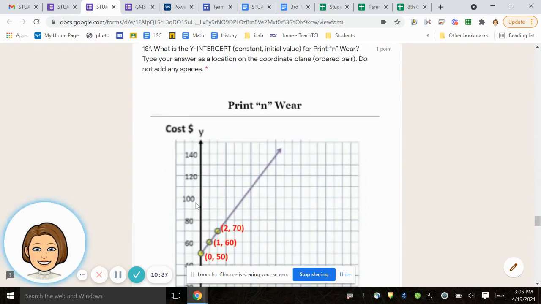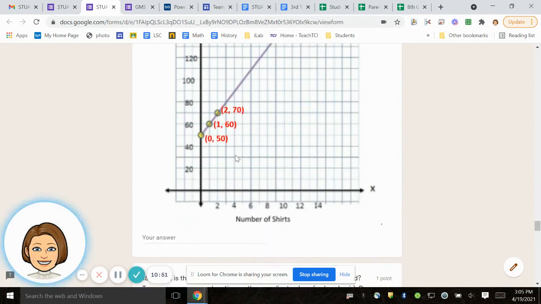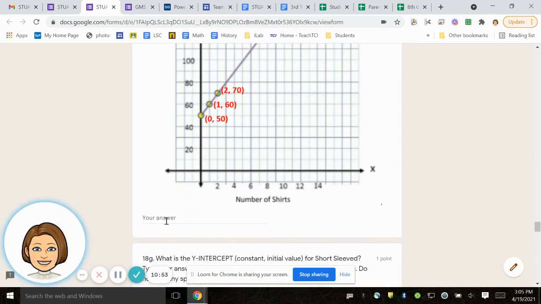Number 18F. What is the y-intercept, or the constant, or the initial value for Print and Wear? Type your answer as a location, in other words, as an ordered pair. Do not add any spaces. So what is the y-intercept? As a location, as an ordered pair, type your answer here.